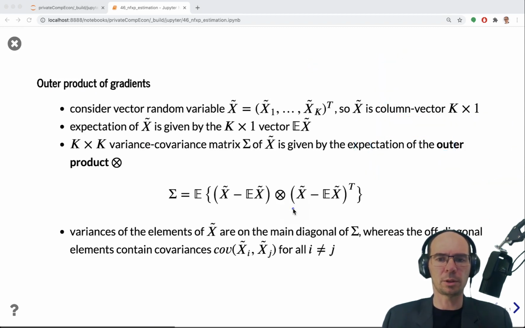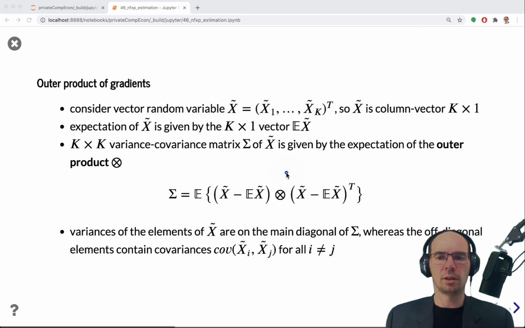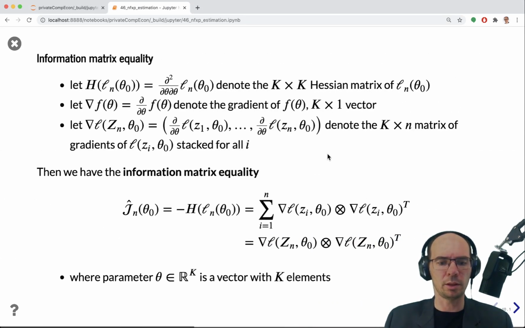And so the same thing happens here, except now we have to take the outer product of the centered random variables here. So we subtract the expectation. And then, of course, the variances lie on the diagonal of this matrix sigma. And off diagonal, what we have are covariances between the elements of the vector.